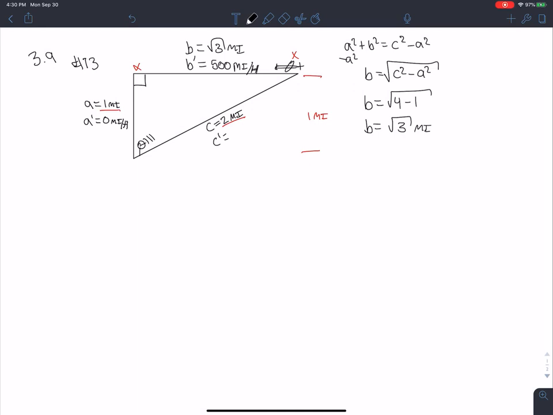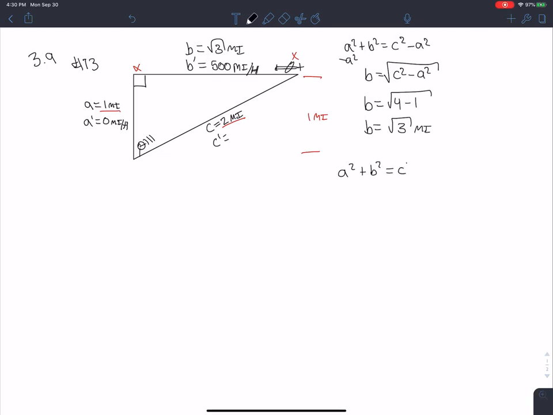Now what we need to do is go back to the Pythagorean theorem and solve with its derivative. We need to solve for c prime. Okay, so we're going to derive everything here. We'll do it in prime notation, that's what we've been using the whole time. So this is going to give us 2a prime plus 2b prime equals 2c prime.